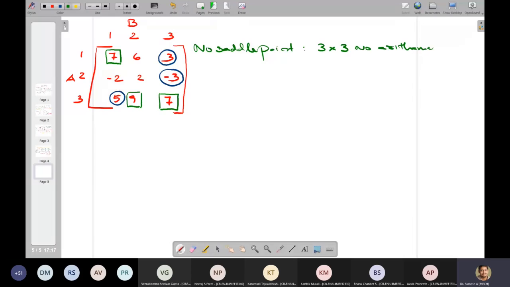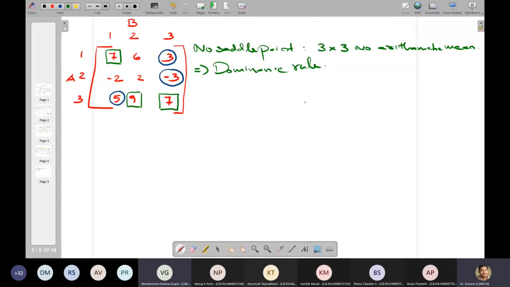The idea of the dominance rule is to reduce the game to a 2 by 2 matrix. When a 2 by 2 matrix is obtained, you can solve it using the arithmetic method and find the solution. So now tell me how to proceed.